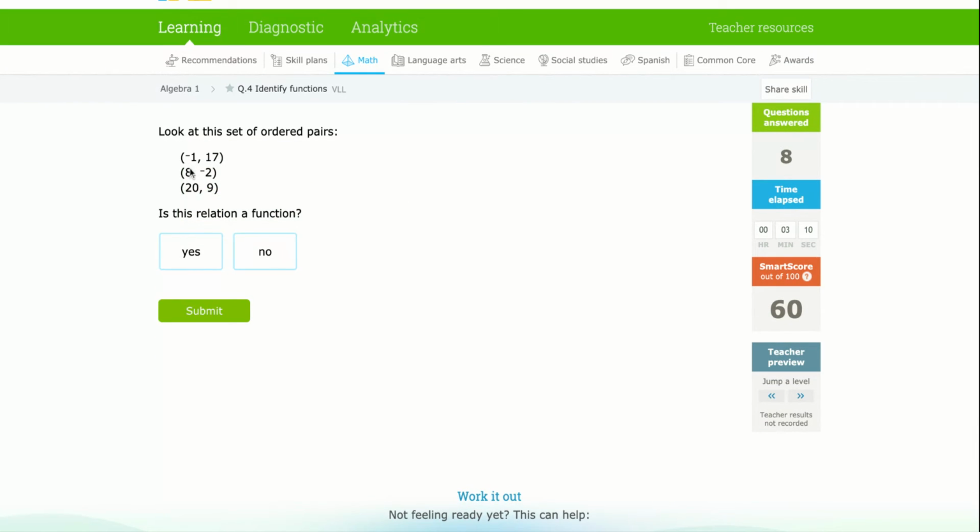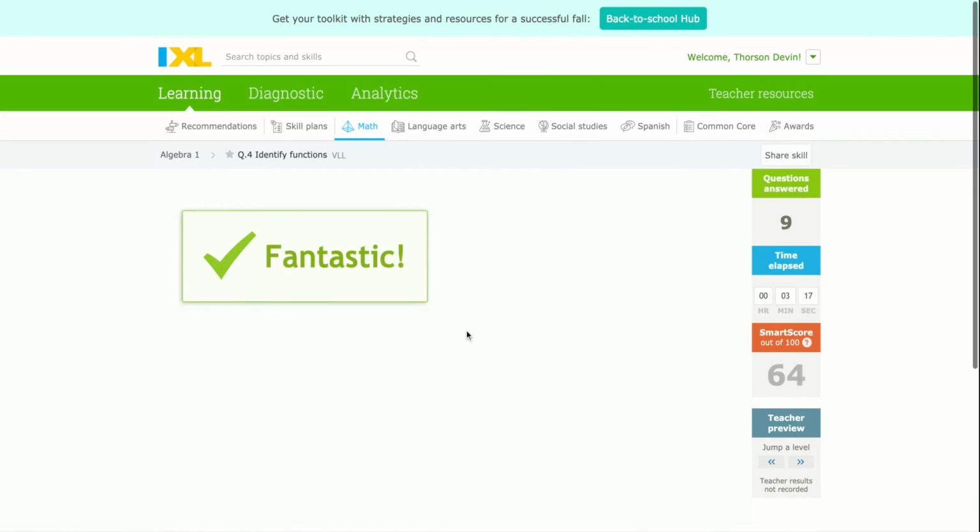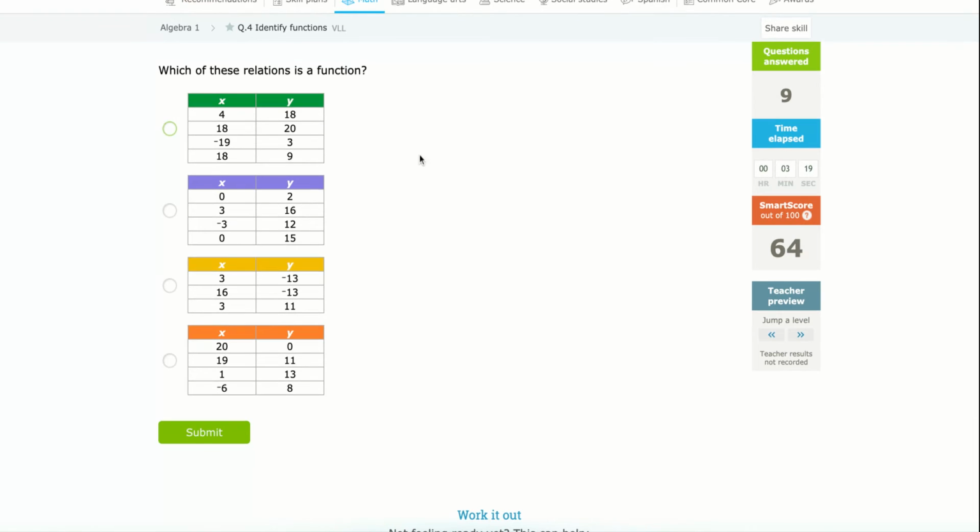Again, I'm going to look down the x values, negative 1, 8, 20. There's no repetition in x, so yes, that is a function. You notice how I don't even hardly look at the y's. It always relates to the x values. So I'm looking down the x values.